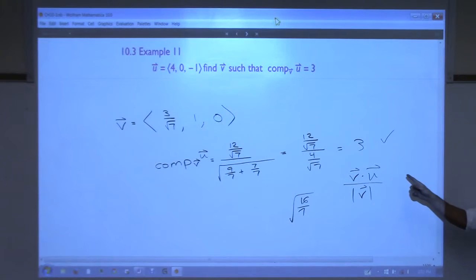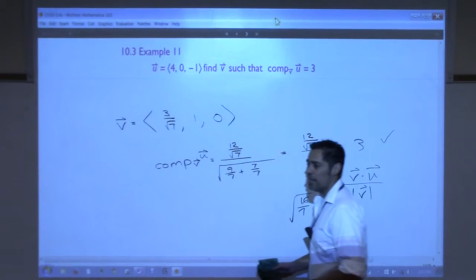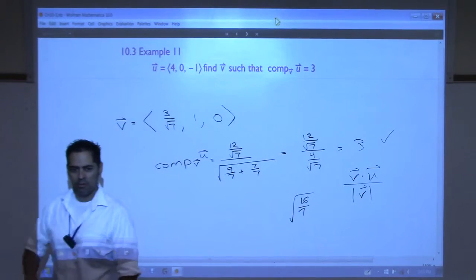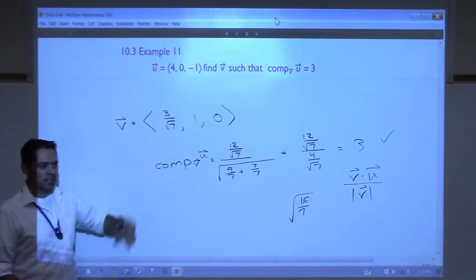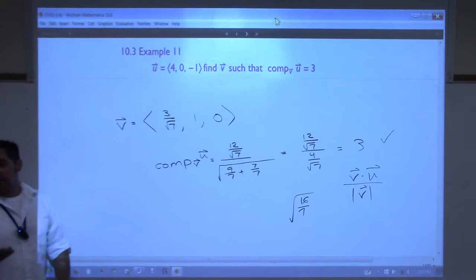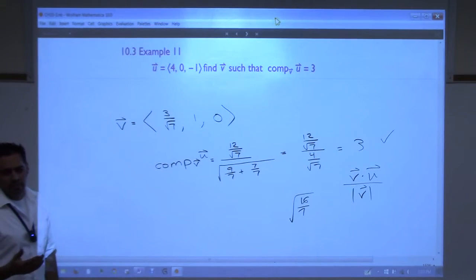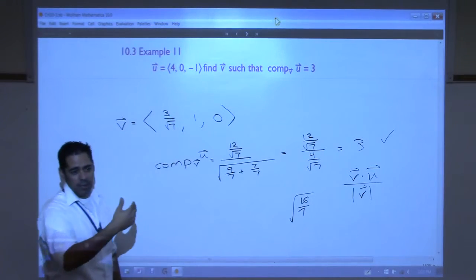Is that the only answer? No. There's an infinite number of answers. I found 2 of them. I could have used this or negative, right? So how would you have got a different answer? Switch one of the variables. Maybe you let V3 be 0 and V2 be 2.